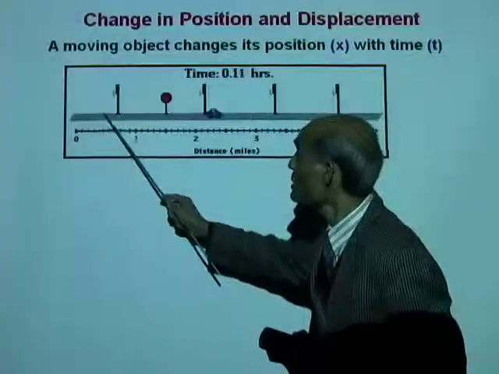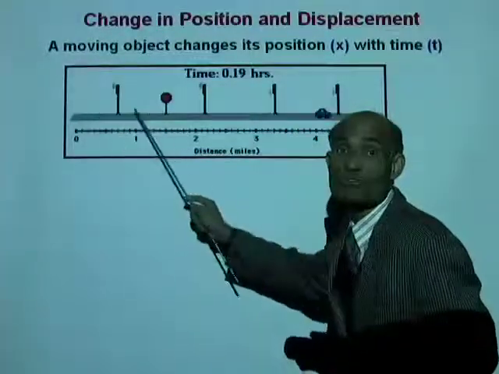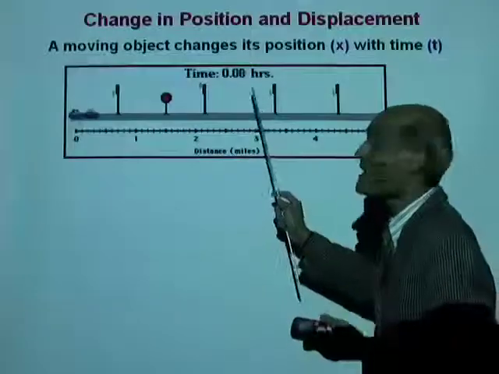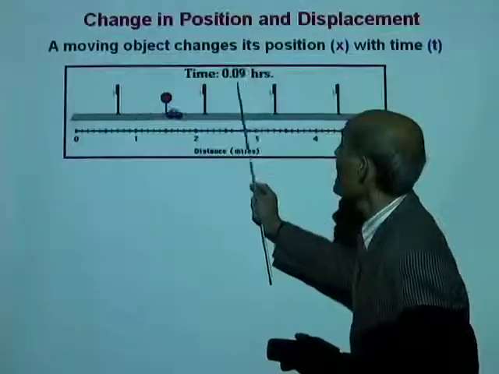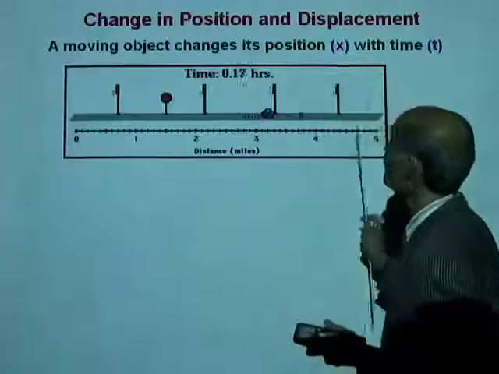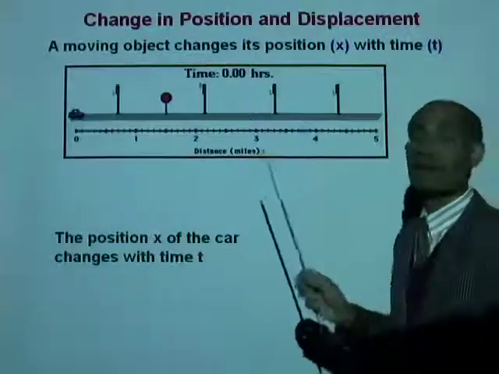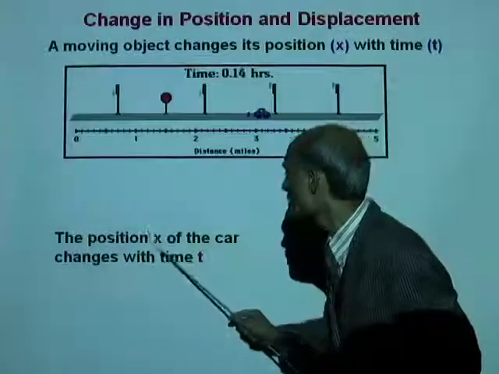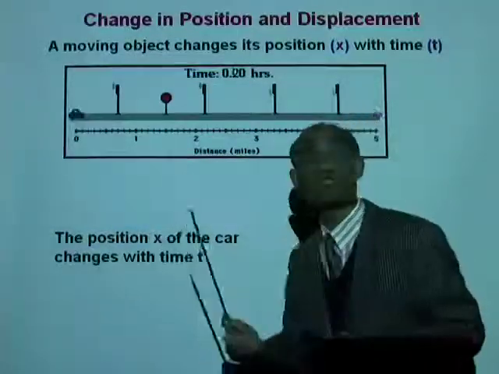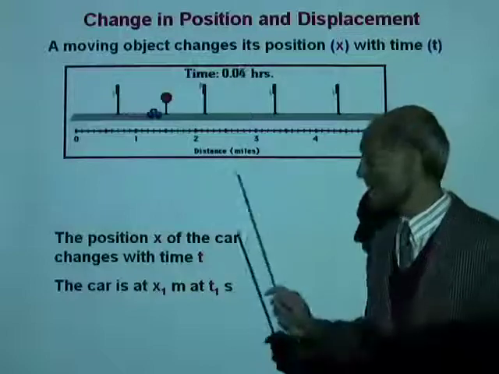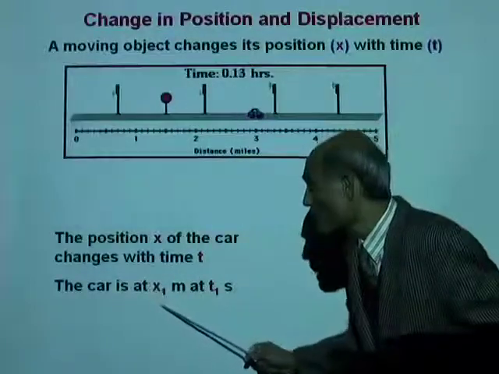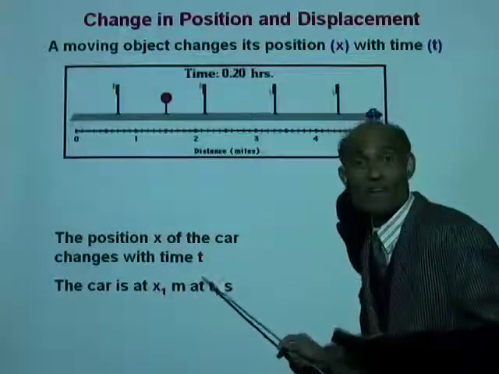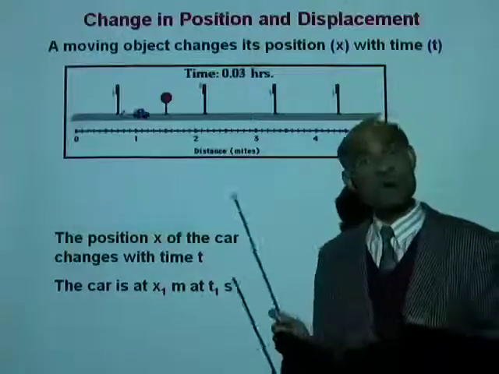Now, an object is in motion. Its position changes with time. You can see as time changes, the position changes. Now, let's take a specific example. The position x of the car changes with time t. Let the position of the car be x1 when the time is t1.